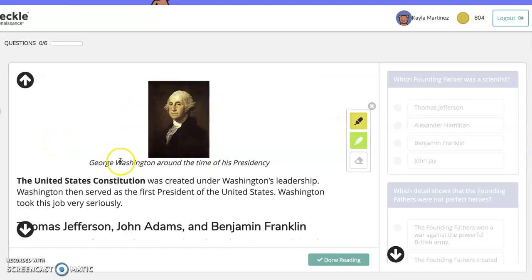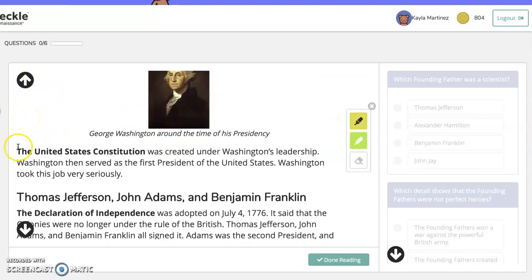And there's a picture of him. The United States Constitution, which is a really big, important document. It's a piece of paper. It's a long thing that kind of helps us understand what the government should and shouldn't be like. It was created when Washington was the president. Washington then served as the first president of the United States, and Washington took this job very, very seriously.